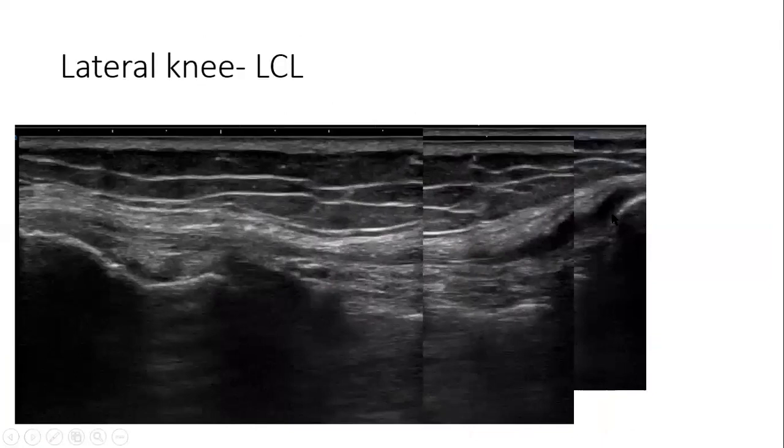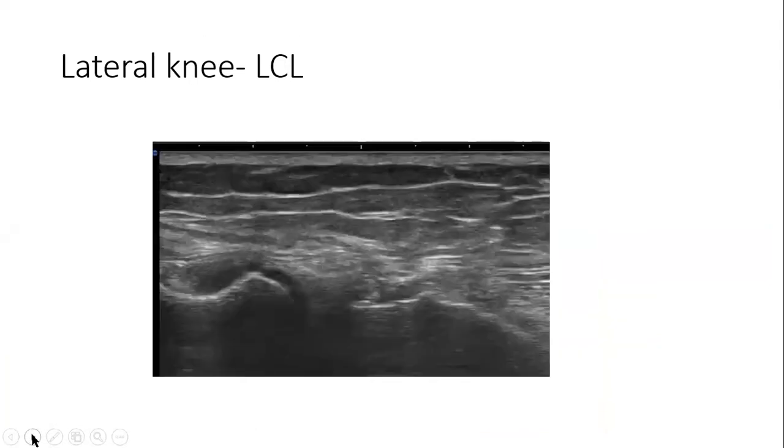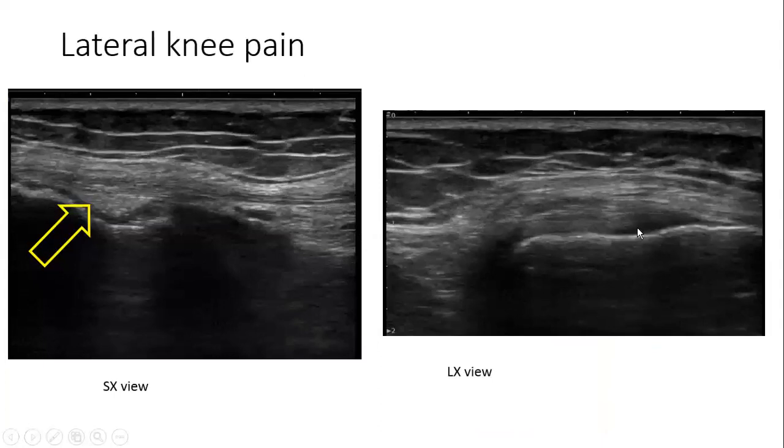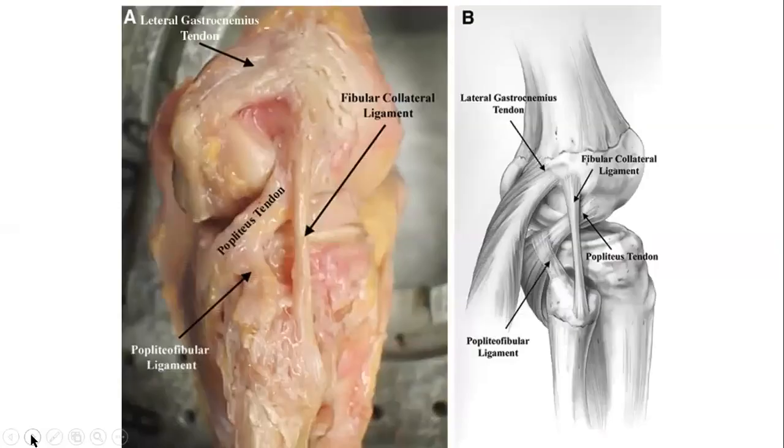So this is fibula and this is tibia. So LCL is supposed to go like this. If you see something that looks like this flat bony surface and you see a thin band going proximal, that is IT band. So this is the Gerdy's tubercle, and IT band goes right above this area.